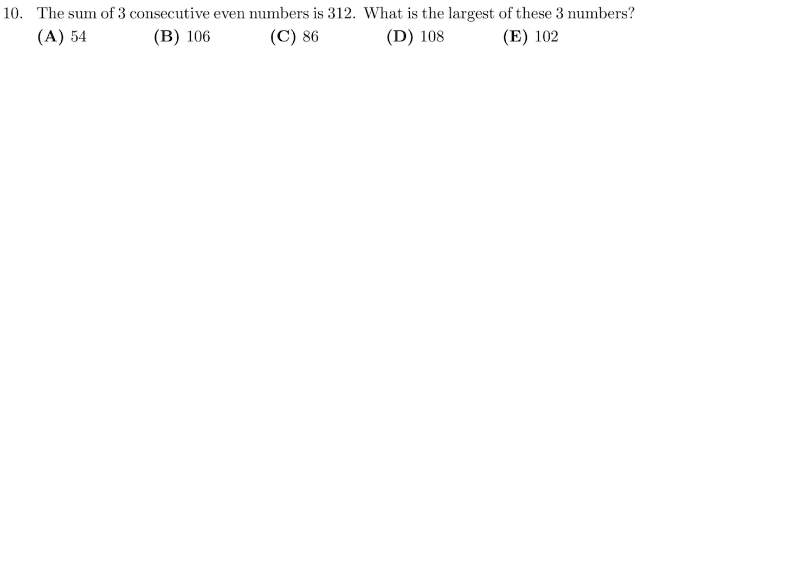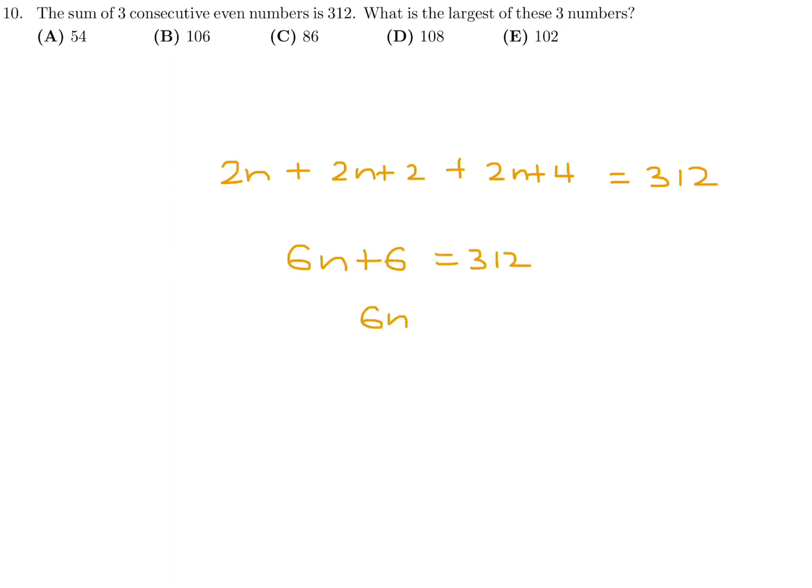The sum of 3 consecutive even numbers is 312. What is the largest of these 3 numbers? So we have the first one, the second one, and the third one. And when you add these up, the total is 312. So that's 6n plus 6 is 312. And therefore 6n is equal to 306, and therefore n is equal to 51. Now they want the largest of these 3 numbers. These numbers, first of all, will be 102, 104, and 106. So the largest, of course, is 106. So number 10, the answer is B.